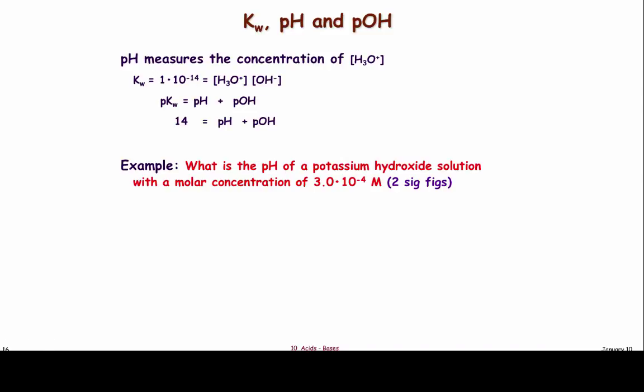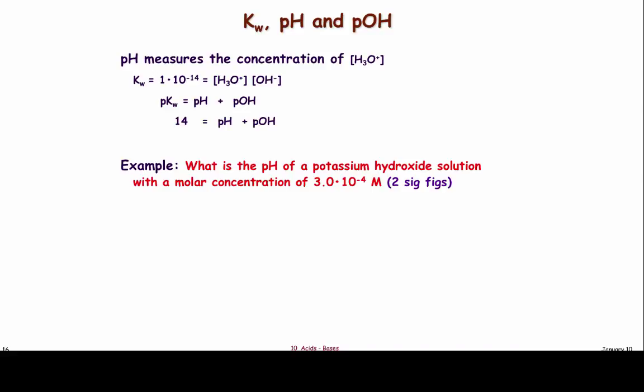So the question here is, what is the pH of a potassium hydroxide solution with a molar concentration of 3 times 10 to the minus 4? Potassium hydroxide is a base. How do you know? Because it's got hydroxide in it.